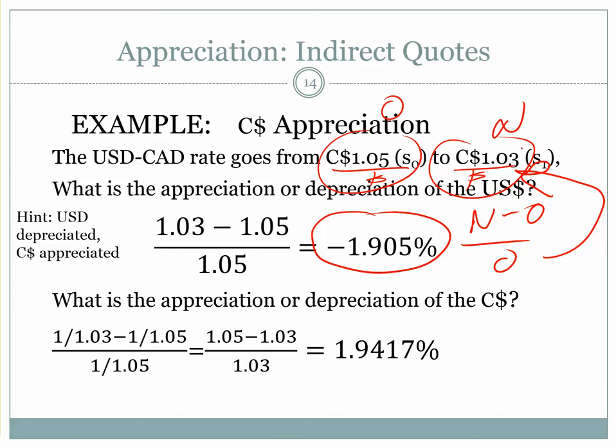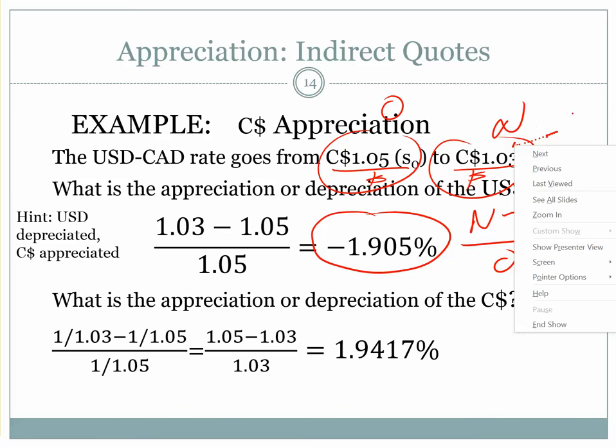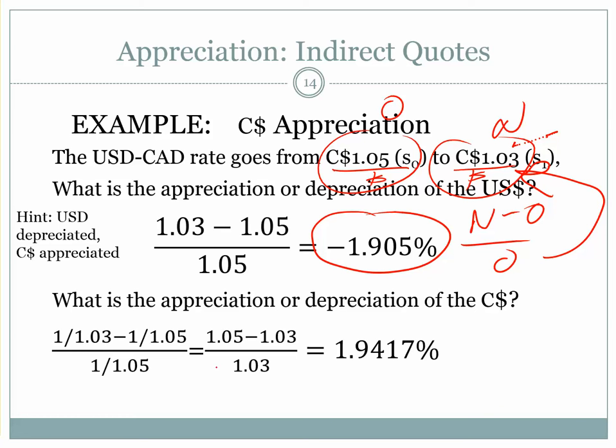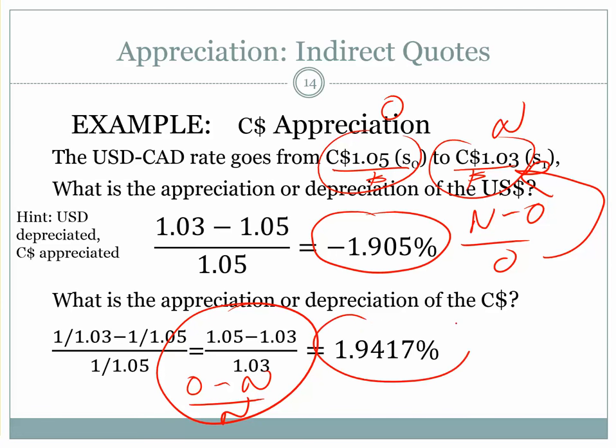If you want to know the appreciation of the Canadian dollar, I would take old minus new over new and see the Canadian dollar is up 1.94% against the dollar, but the US dollar is down 1.905% against the Canadian dollar.